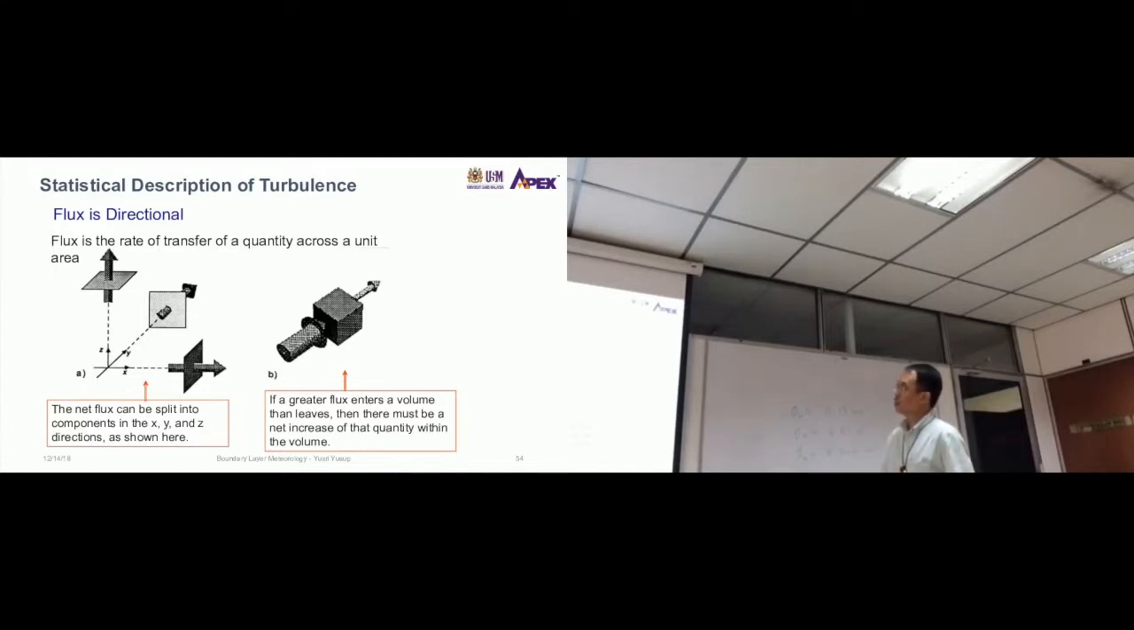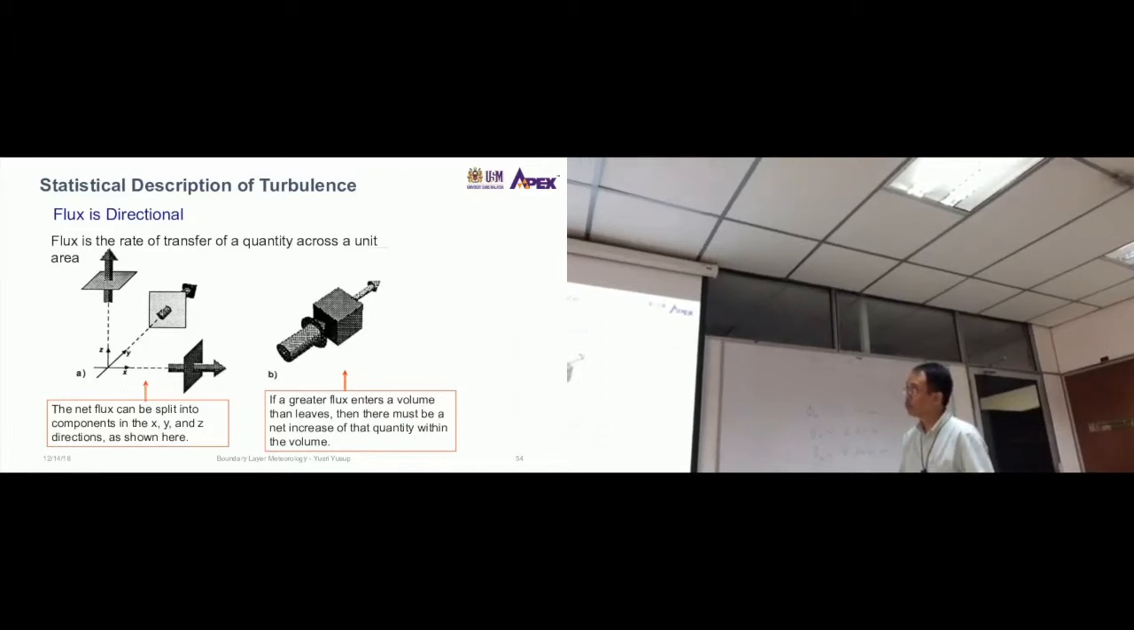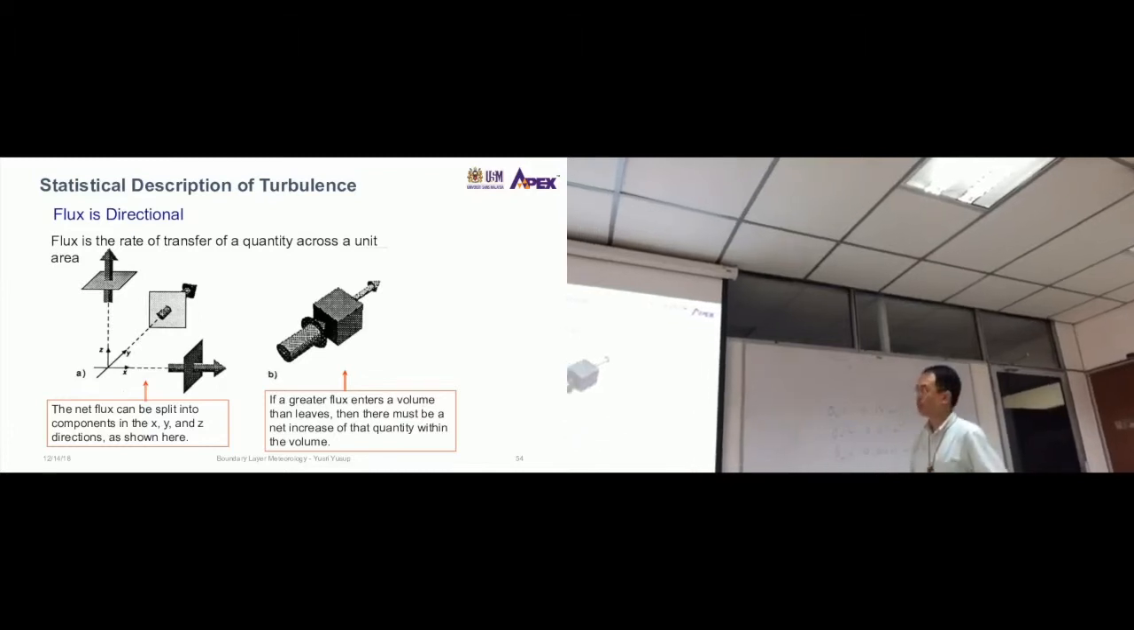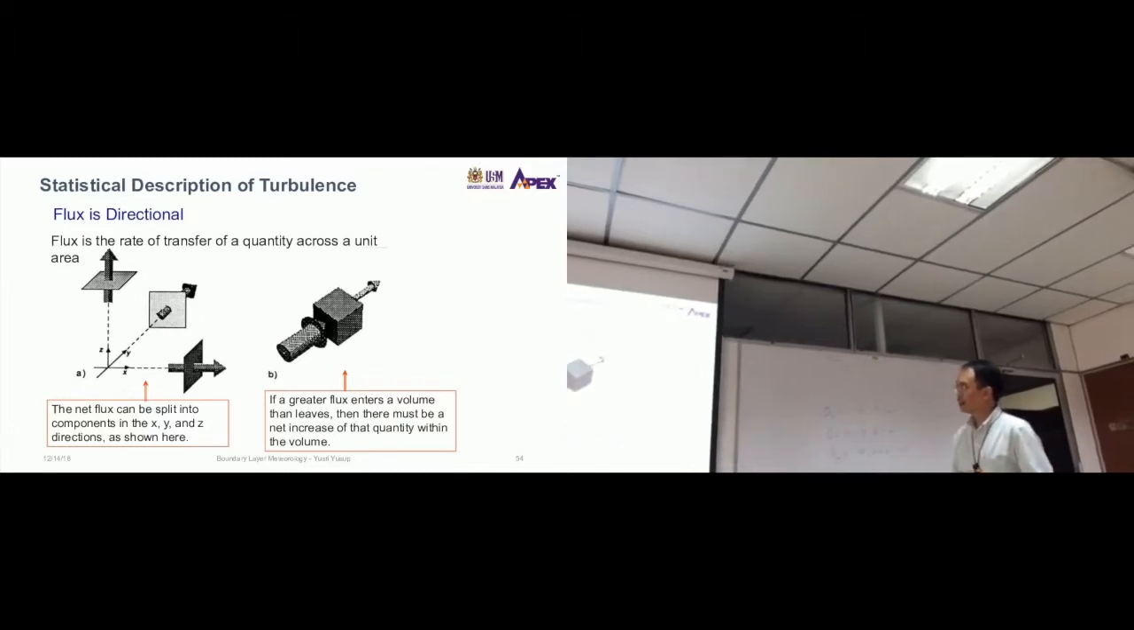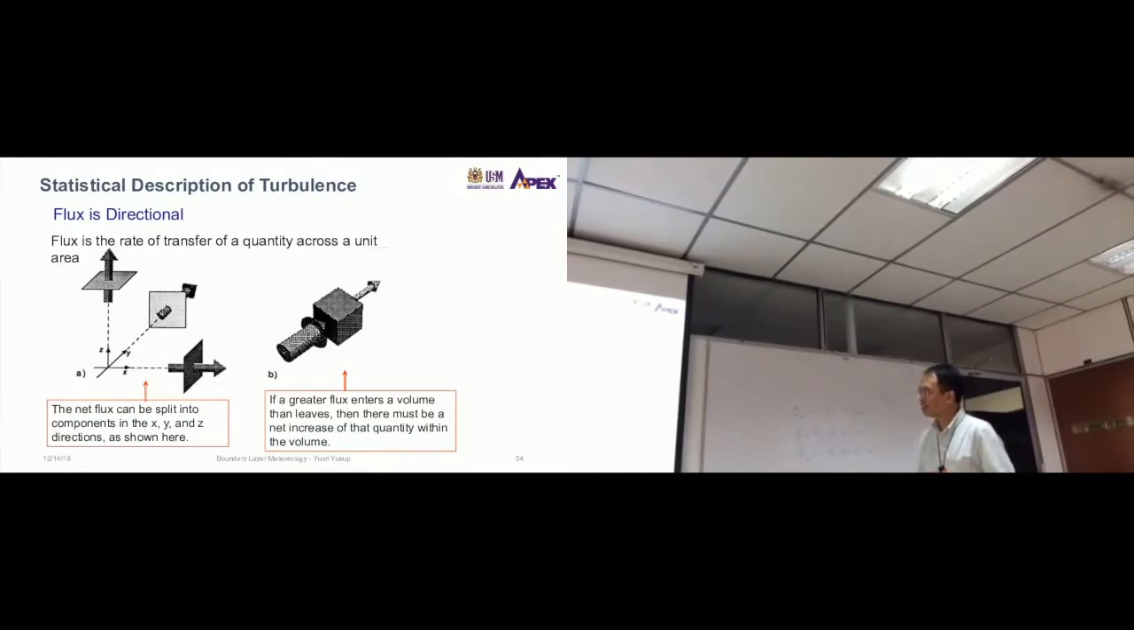So flux is directional. Flux means the rate of transfer of a quantity across a unit area. So basically, how much of that quantity moves through a certain area. And it could move up or down, or it could move left or right. So the net flux can be split into components in the x, y, and z directions, just like u, v, and w.